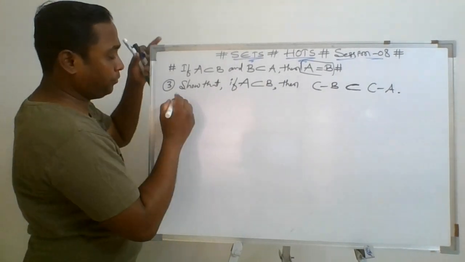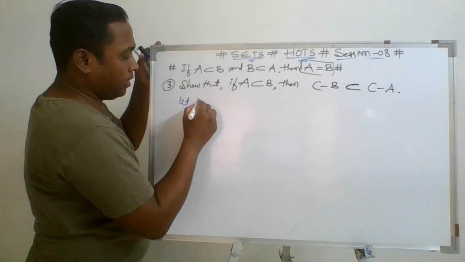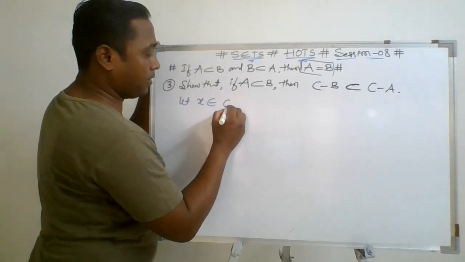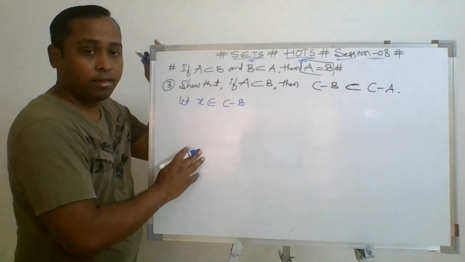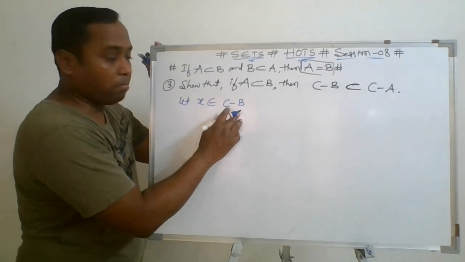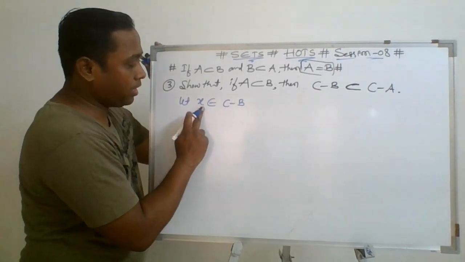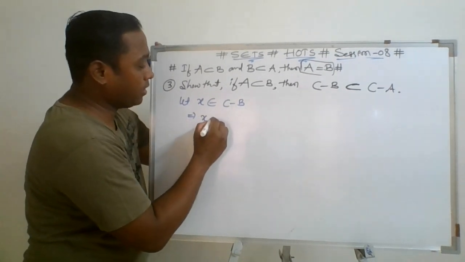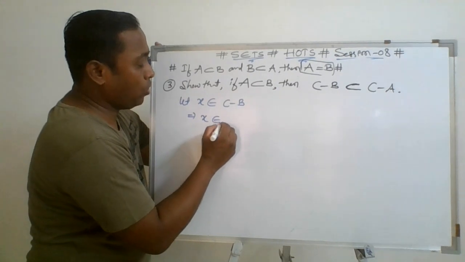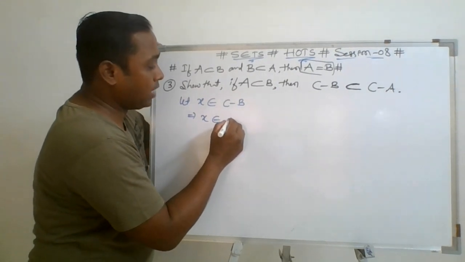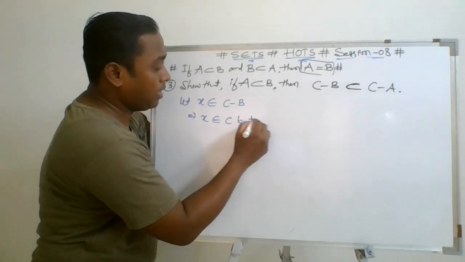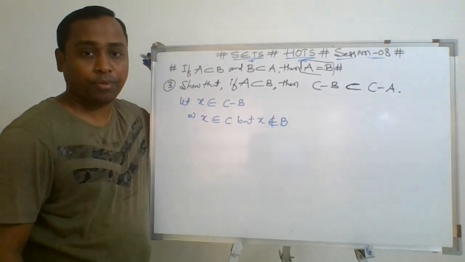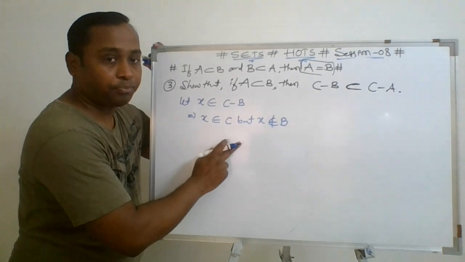So let there be an element X that belongs to the first set, that is C minus B. If it belongs to C minus B, it means that element is in C but not in B. So I am going to write X belongs to C, but X does not belong to B. Am I right? By definition?